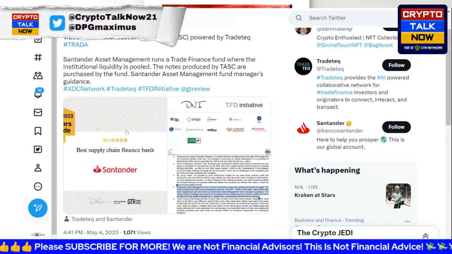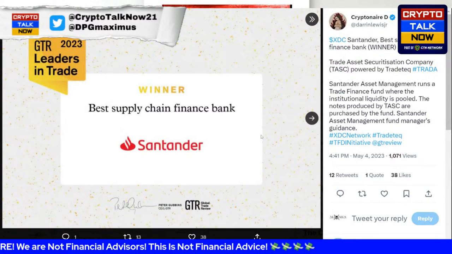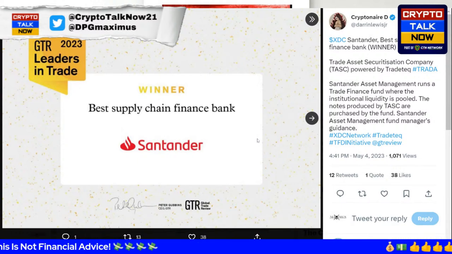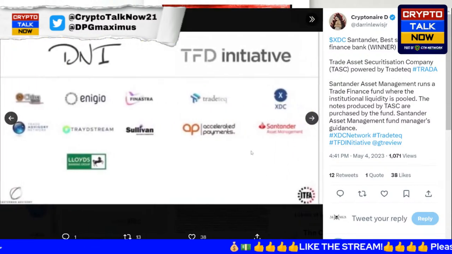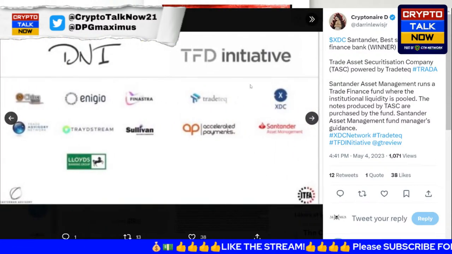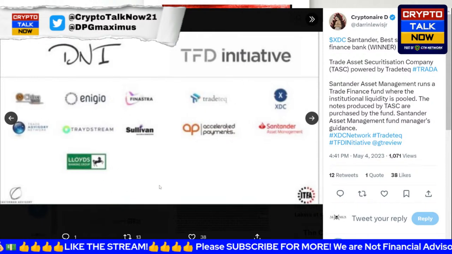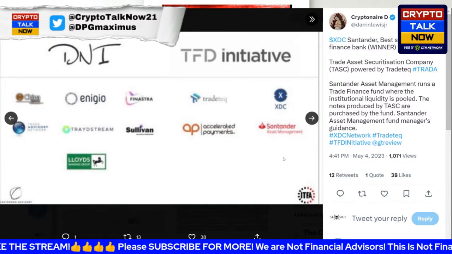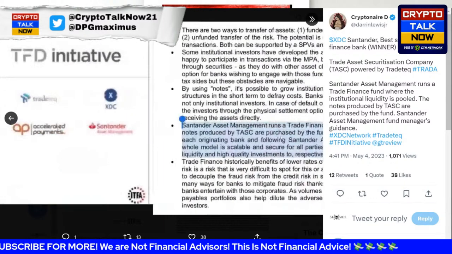Santander Asset Management Fund Manager's Guidance. I'm going to blow this up, and you can see this right here for yourself. GTR 2023 Leaders in Trade. It's a winner, best supply chain finance bank, which is Santander. And I'm going to go to the next screen as well. You see some of what's mentioned here, right? Finastra is even there. You have Lloyd's of London. There's Santander Asset Management. Heck, even XDC Network, right?